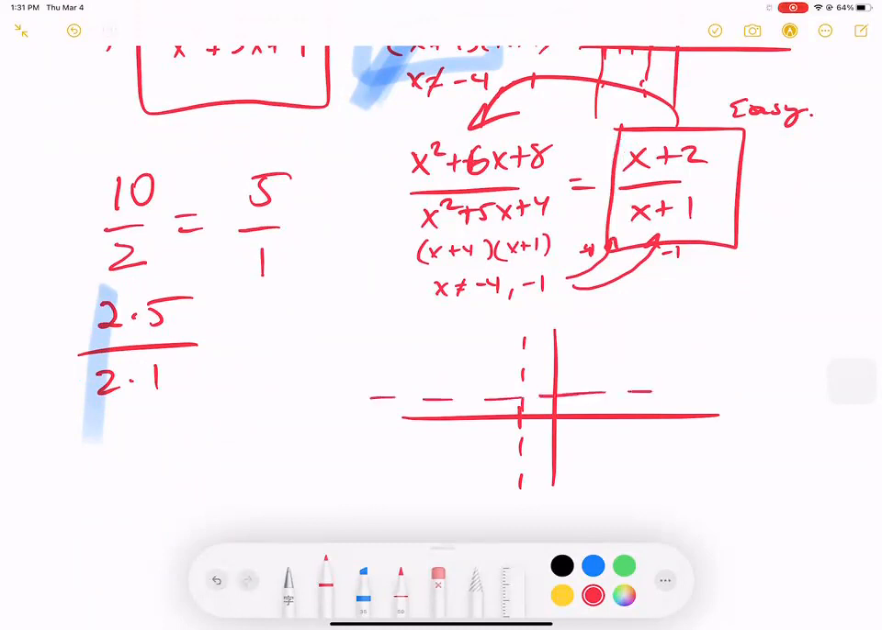1 over 1. That's 1. Okay, I'm halfway through the graph. Now we're going to look at some characteristics on the top.